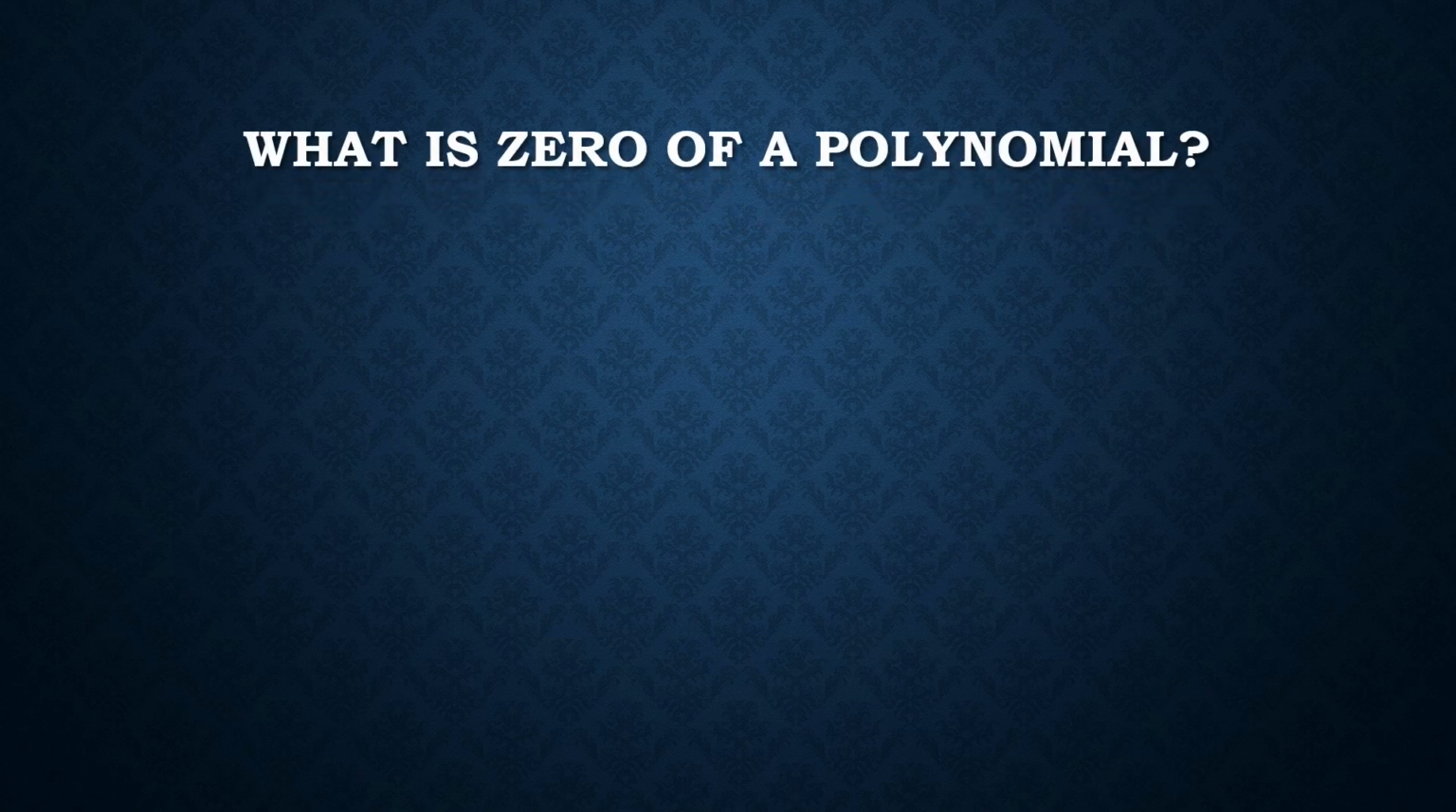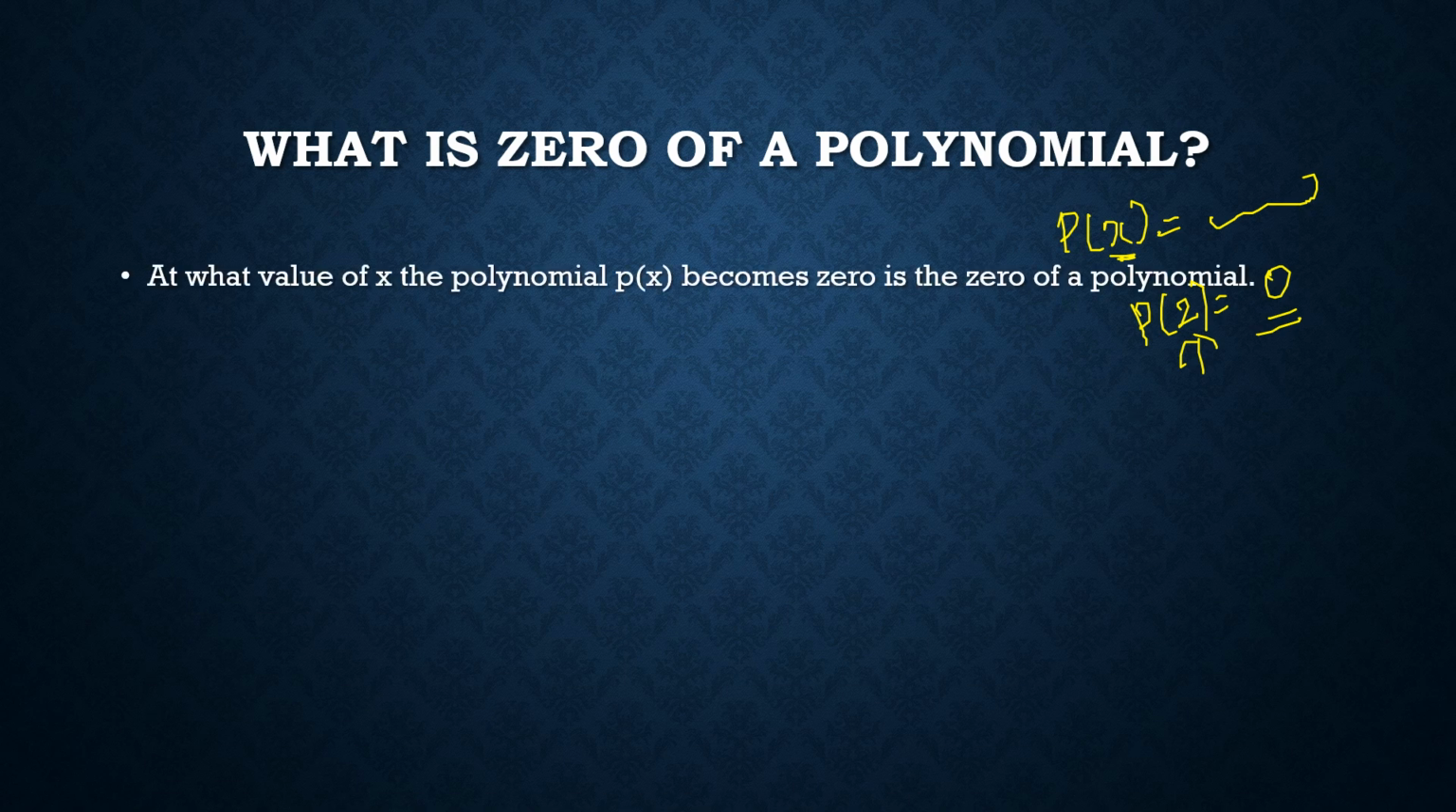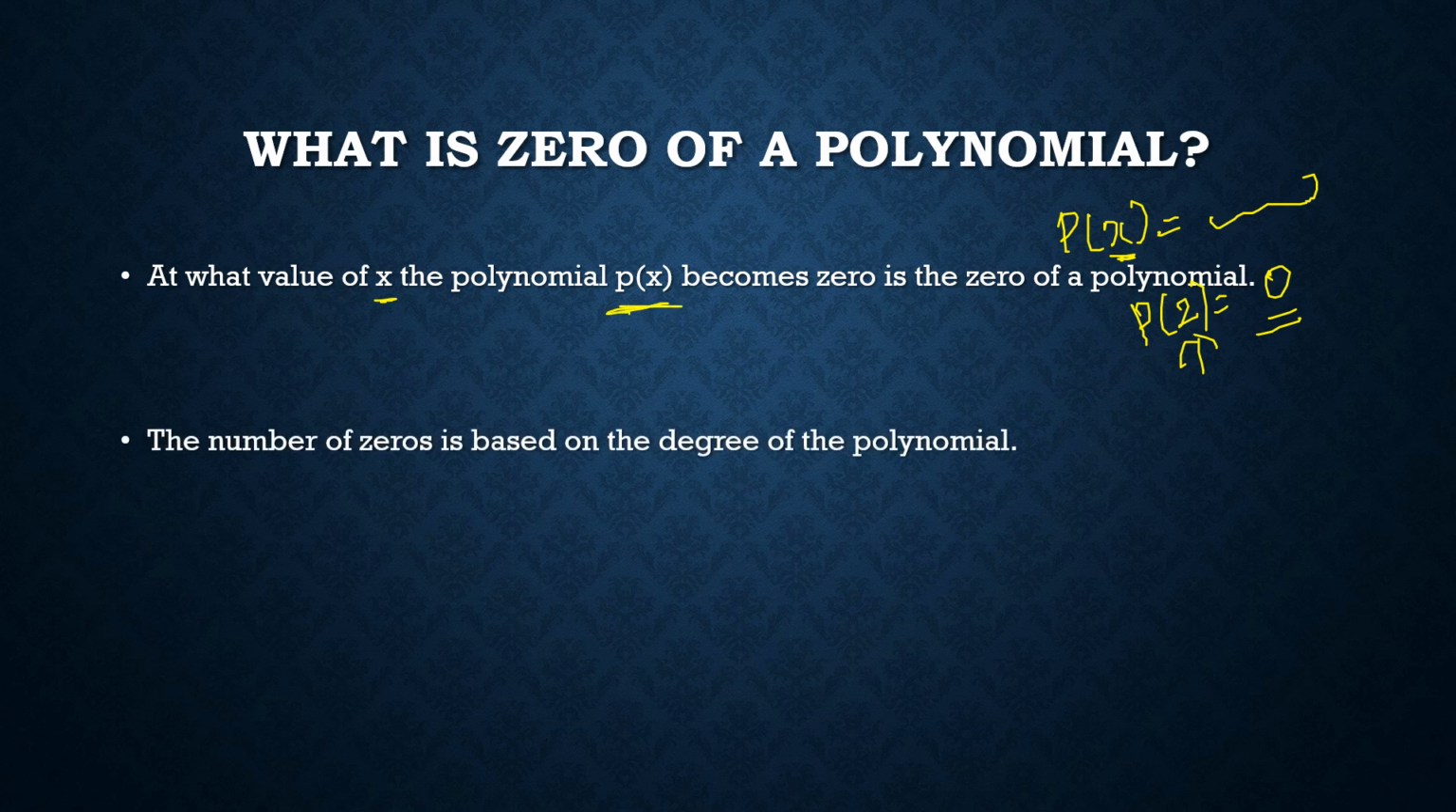First concept, we are going to see what is zero of a polynomial. So what is zero of a polynomial? Consider I have one polynomial p of x equal to some expression. Instead of this x, I'm going to substitute some value, maybe consider as 2. If I substitute 2 in the place of x, the whole polynomial is going to be 0, then this 2 is nothing but the zero of a polynomial. As a definition, we can say like this: at what value of x the polynomial p of x becomes 0, that's nothing but the zero of the polynomial.